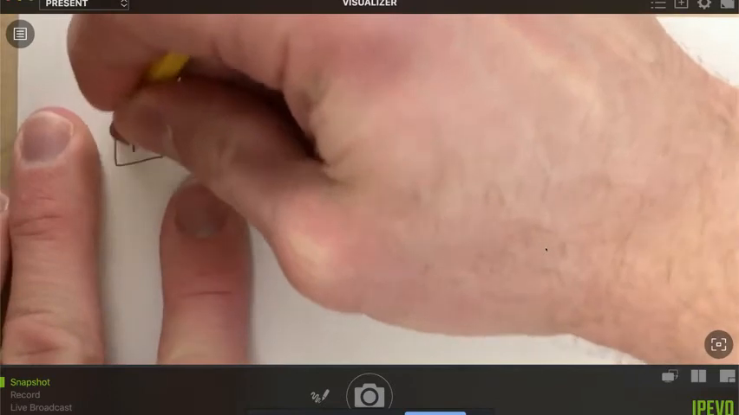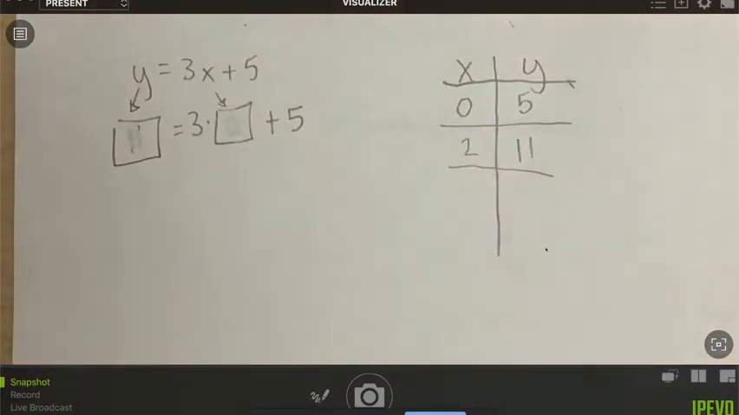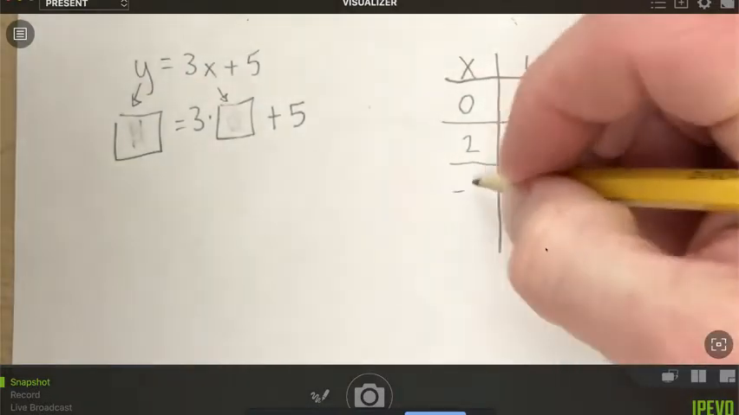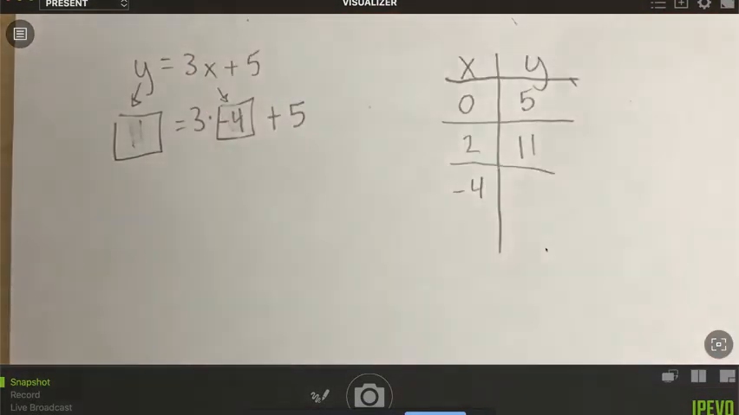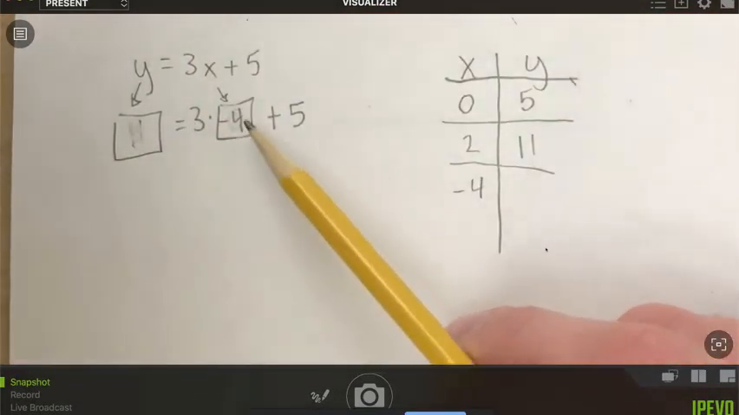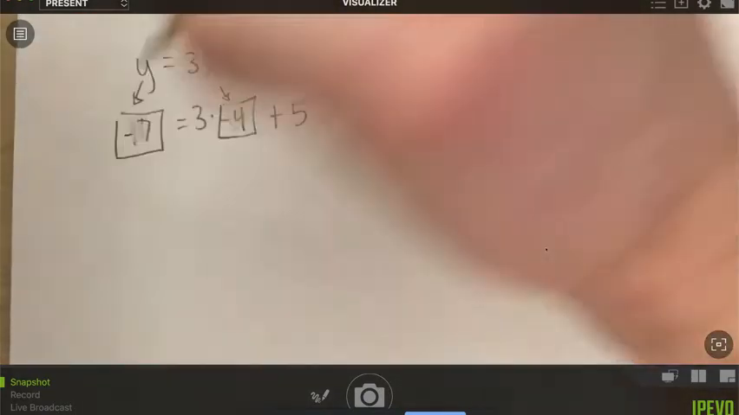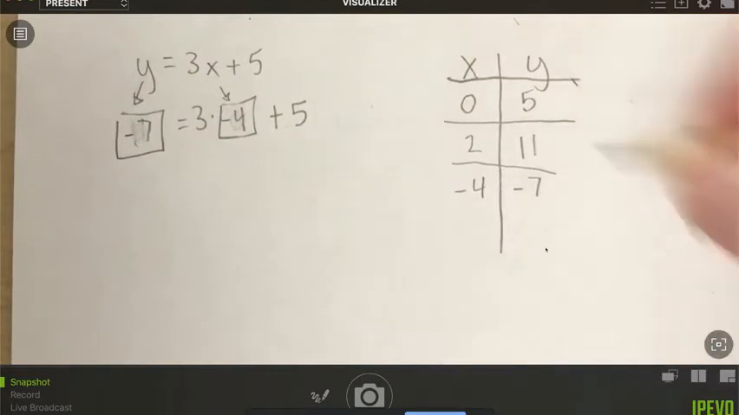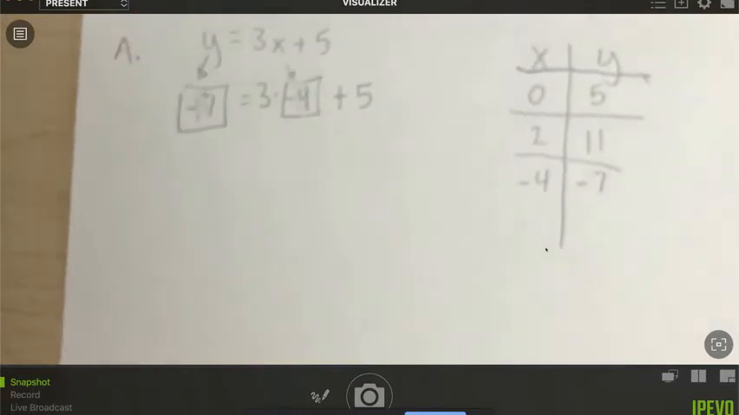And I'll give us one more just to solidify the idea. This time I'll play with some negatives. So what if x was negative 4? Well, if I throw negative 4 in here, 3 times negative 4 would be negative 12, plus 5 would be negative 7. And so the combination that would work here for x and y would be negative 4, negative 7. All right, cool. So that is kind of the most basic case, and some of you might already know what that's going to look like graphically.